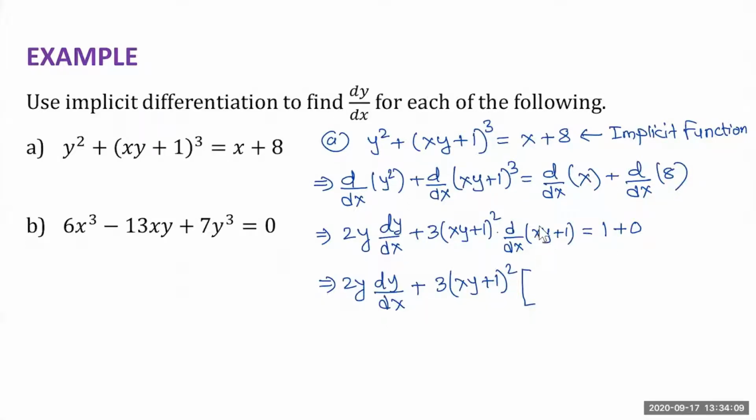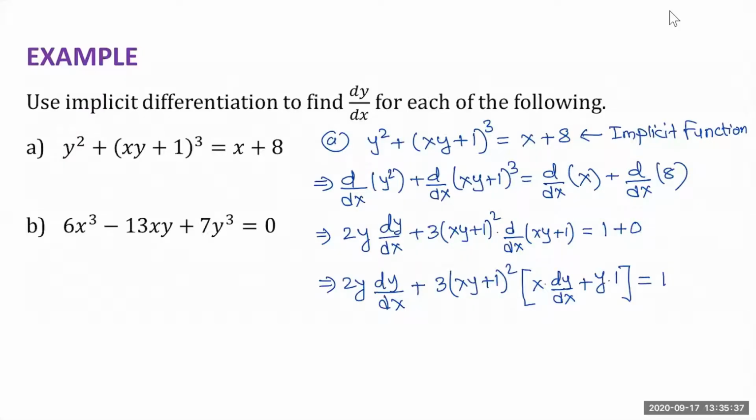The product rule says first function, which is x, multiplied with the derivative of second, derivative of y with respect to x, plus the second function, which is y, multiplied with the derivative of first, derivative of x with respect to x is 1, equal to, on the other side I have 1 plus 0, which is 1. Our goal is to simplify this and find this dy over dx. We have to solve for dy over dx.